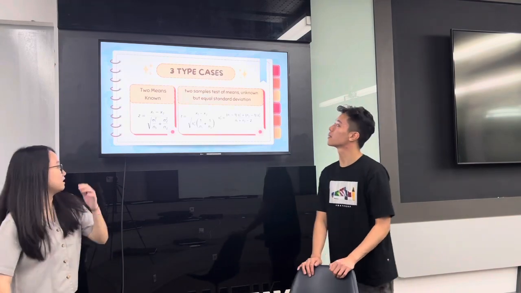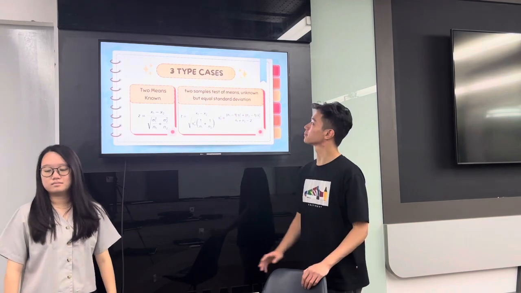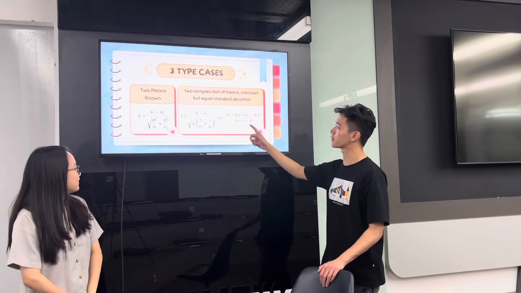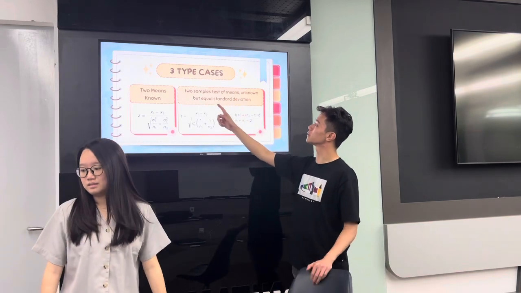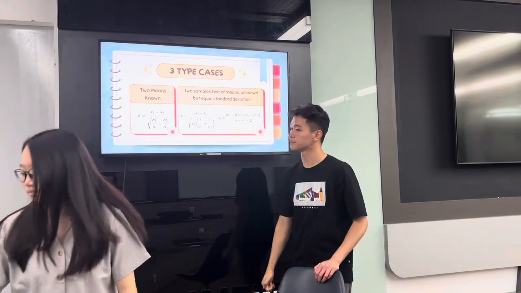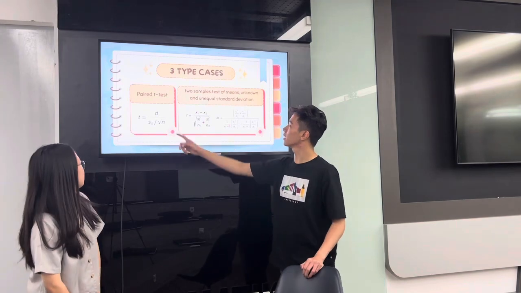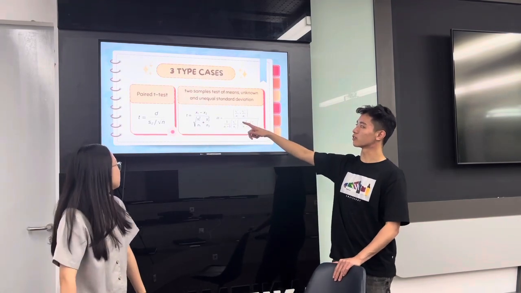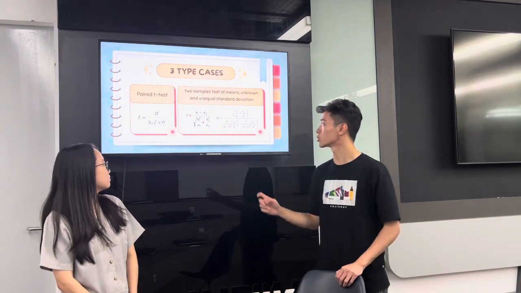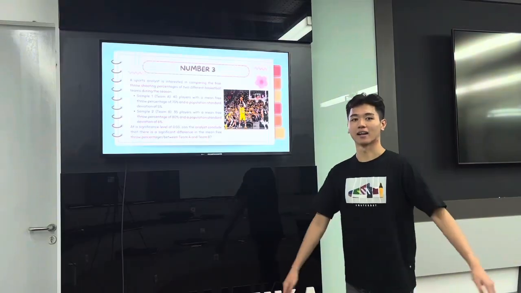Okay, so there are three types of cases. This is the formula when two means are known. And this long formula is for the t-test and the pooled variance, for the two-sample test of means with unknown but equal standard deviation. And this is the paired t-test formula. And this is the formula of the two-sample test of means, unknown and unequal standard deviation. This is the t formula and the degrees of freedom.